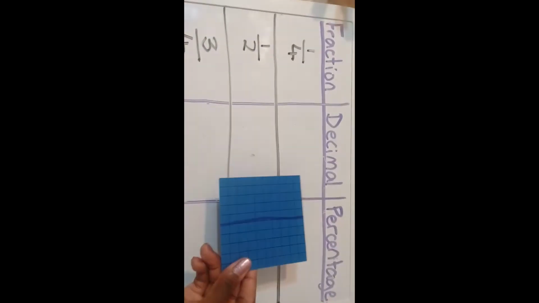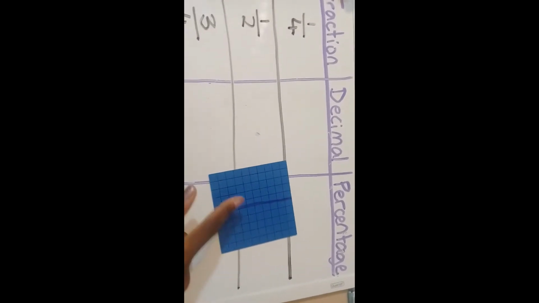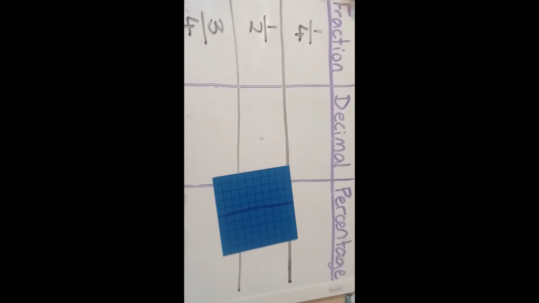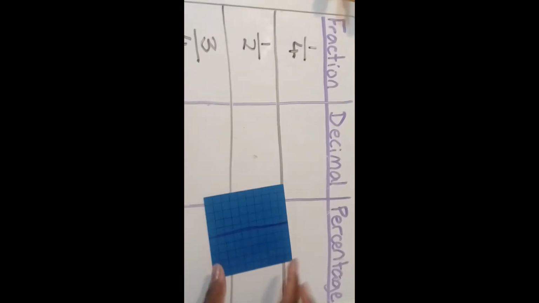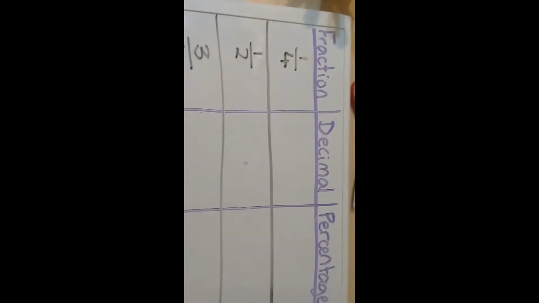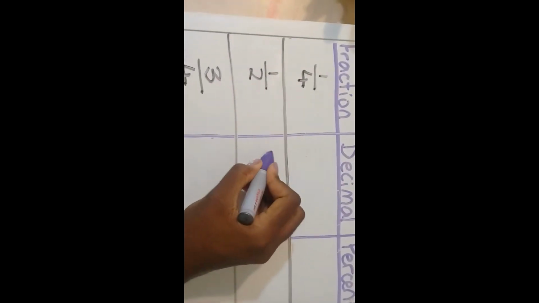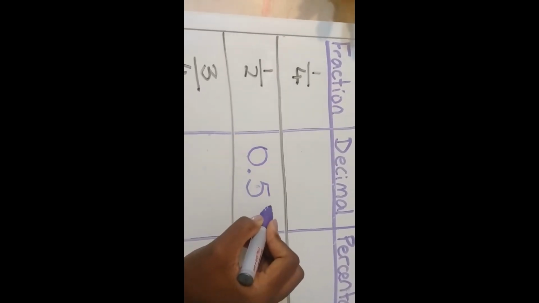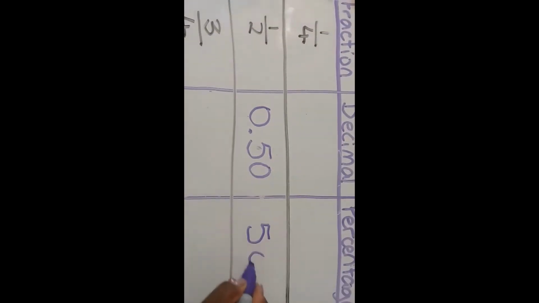So I took a 100 square and I split it in half. Since I split it in half, how many pieces are on each side? Well, 50. 50 plus 50 makes 100. This is all I need to know to come up with a decimal and a percentage. Take a look at how you write the decimal for a half. 0.5. Or you could even write 0.50, and there's our 50. And guess what? The percentage is 50%.